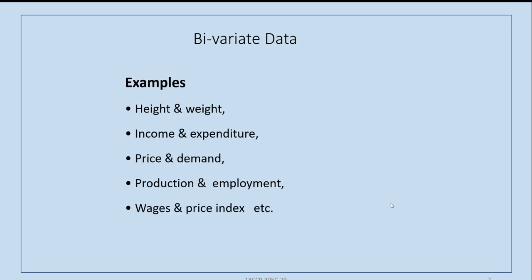Examples: height and weight. Is there any relation between the height and the weight? Or is there any relation between the income and expenditure? Or is there any relation between the price and demand? Or is there any relation between the production and employment? So all these are examples for bivariate data. Two variables. Bi means two.